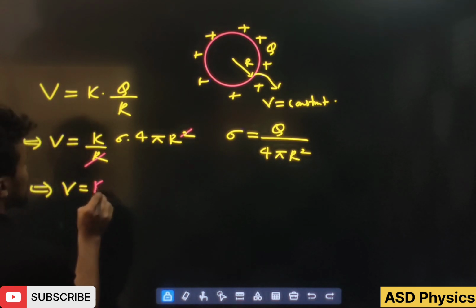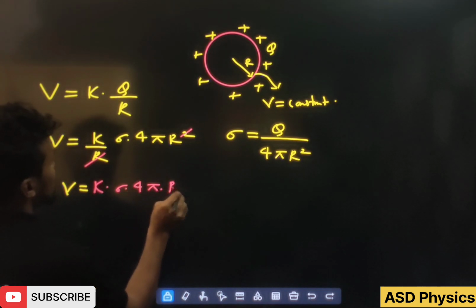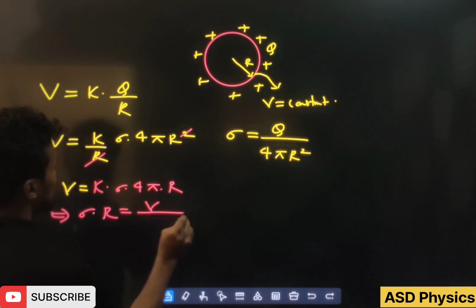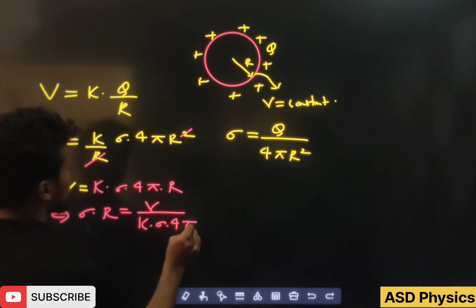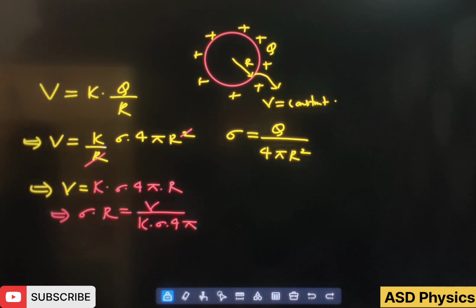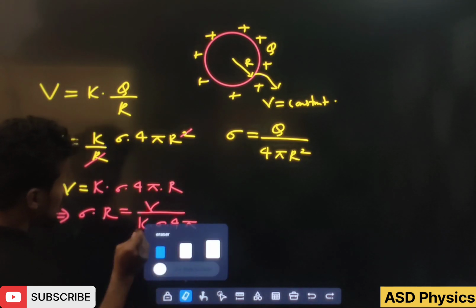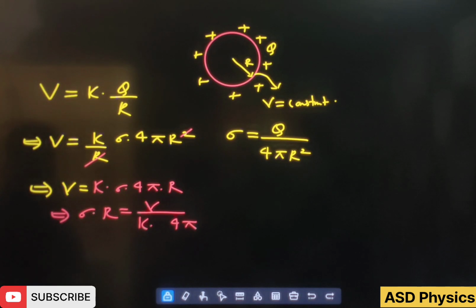That means we can write V equals K into sigma into 4 pi into R, or if I write here, sigma into R is equal to V by K into 4 pi. Sigma will not be there on the right side, because sigma is already there. Now check sigma into R: how much? V by K into 4 pi.